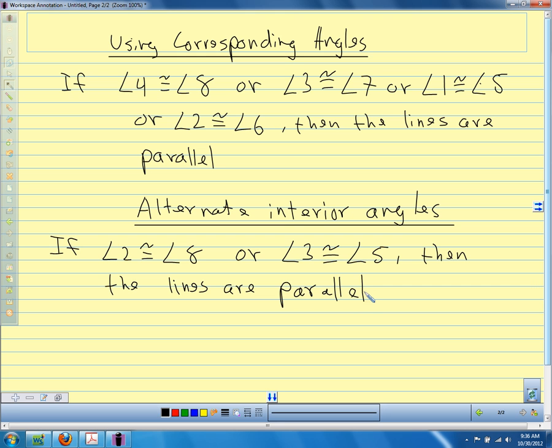So if we start out not knowing the lines are parallel, if alternate interior angles are congruent, then the lines are parallel. 2 and 8 are alternate interior angles, and 3 and 5 are alternate interior angles. And that information, again, where those angles are, you can look at the other side of your graphic organizer, figure out how we name those angles. So now we have two ways to show that lines are parallel. If we know that corresponding angles are congruent, then our lines are parallel. If we know that alternate interior angles are congruent, then we know that the lines are parallel.